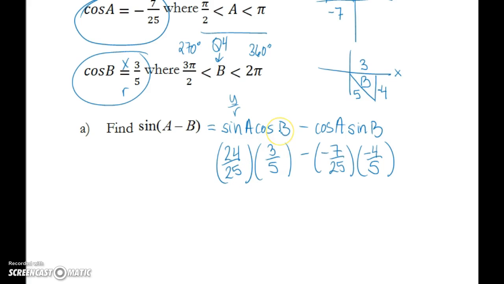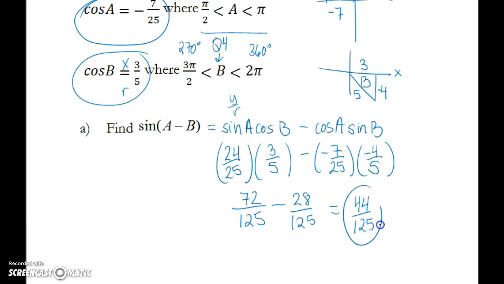So if we multiply the first 2 expressions together, 24 times 3 is 72, and 25 times 5 is 125. Bring down the minus, and we multiply these 2 negatives together. We get positive 28 over 125. Now all we have to do is subtract, and our answer is 44 over 125. And that's the value of sine of A minus B.